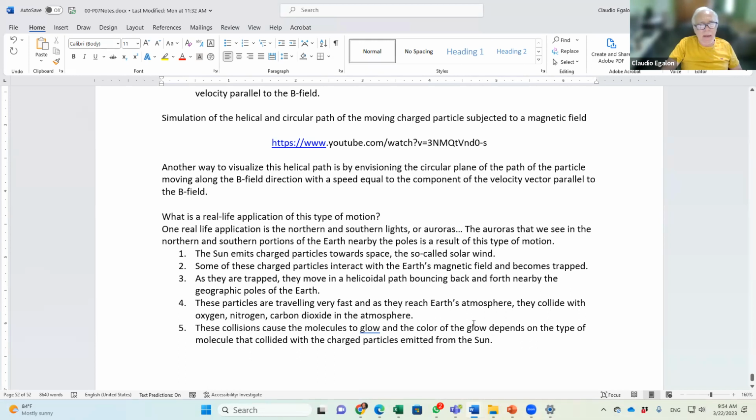There are more. There is what we call the mass spectrometer. That's another application of this type of motion. We're going to talk about the mass spectrometer.